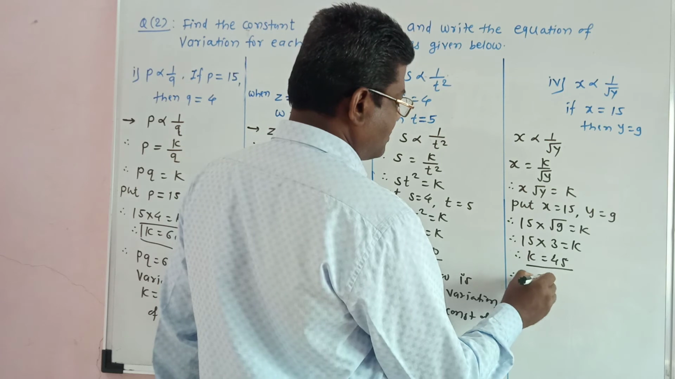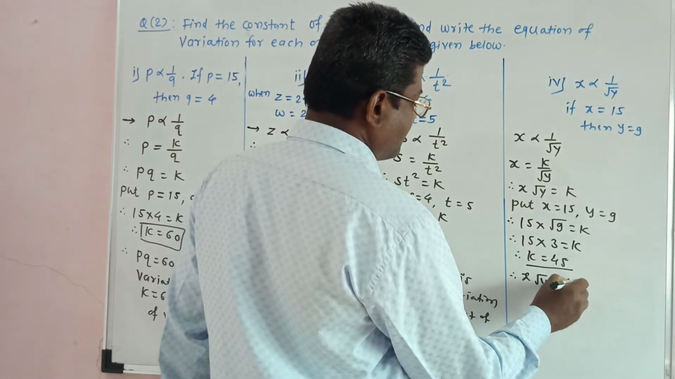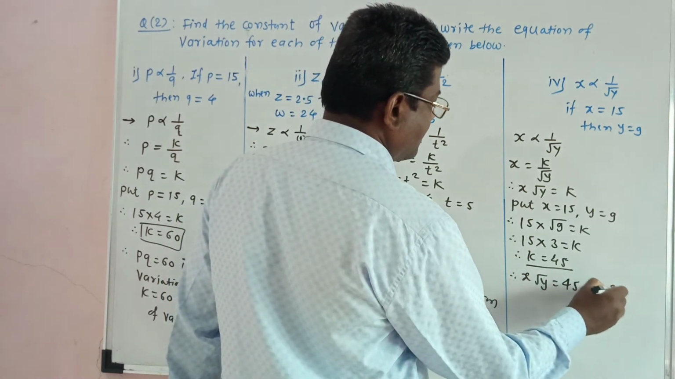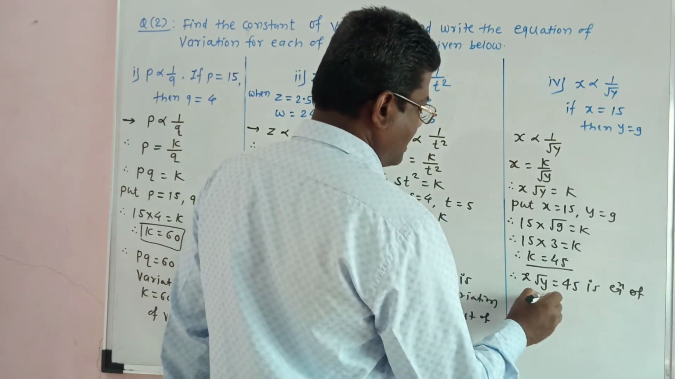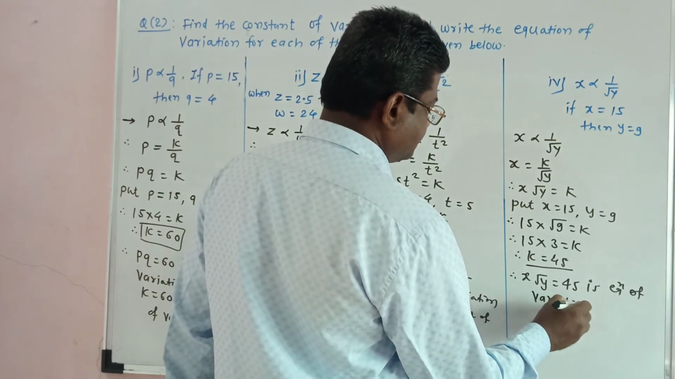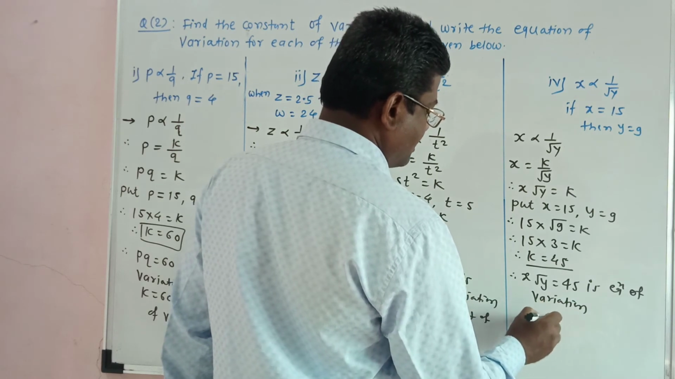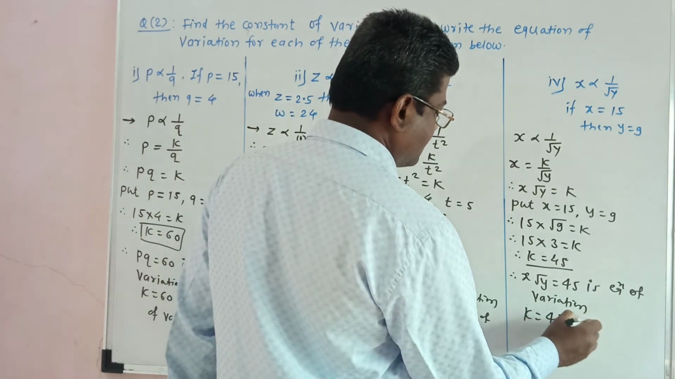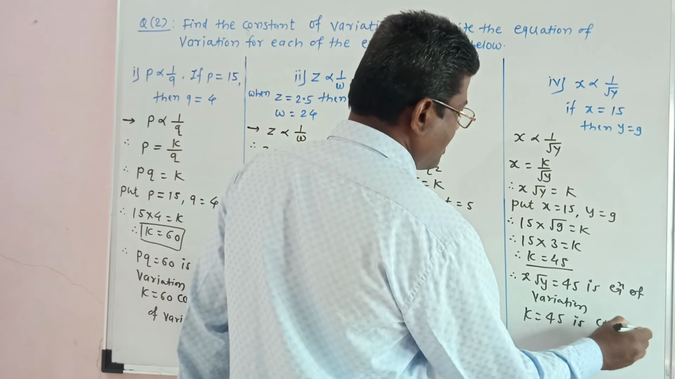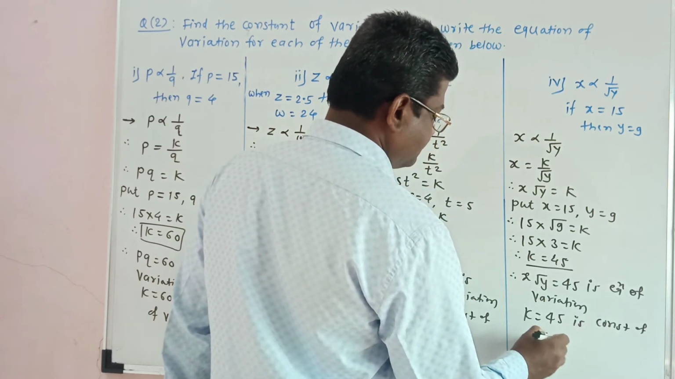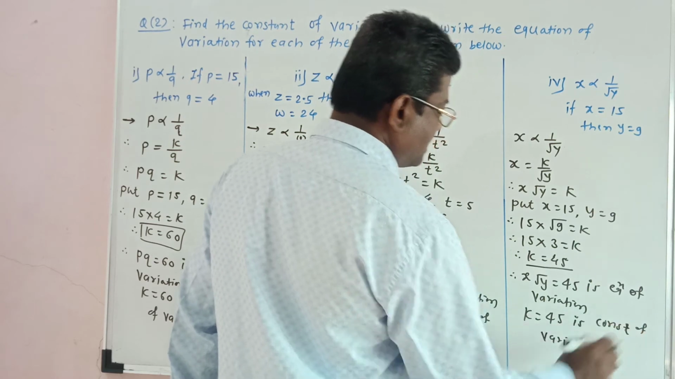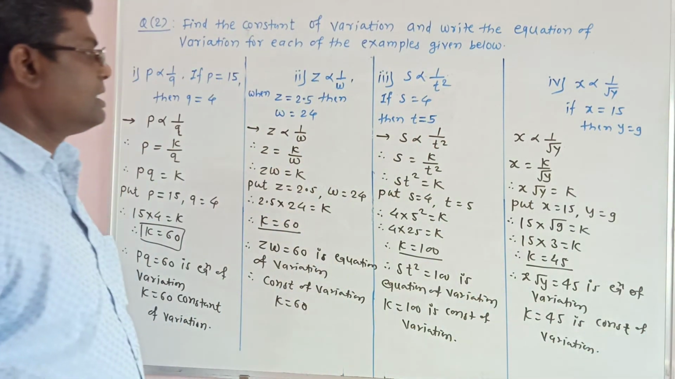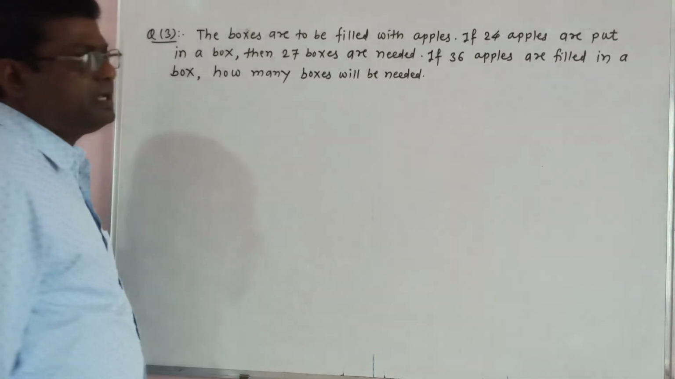Therefore, X root y is equal to 45 is the equation of variation. K is equal to 45 is the constant of variation. Question number 3.